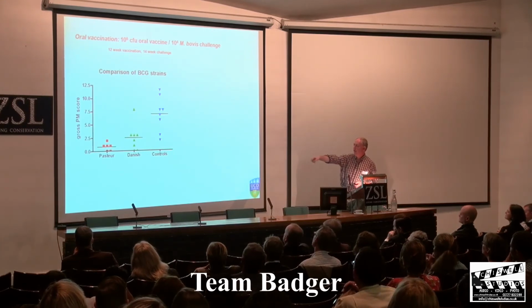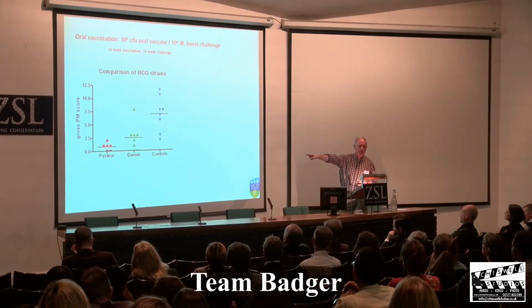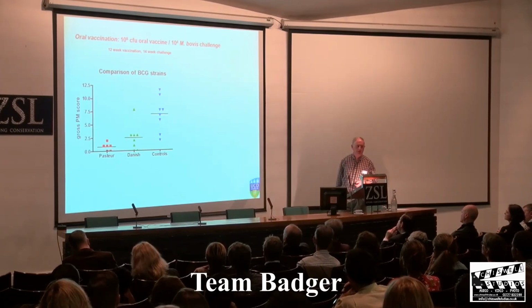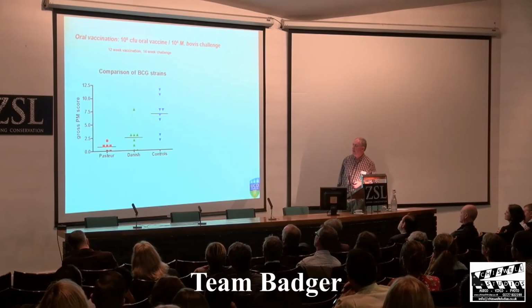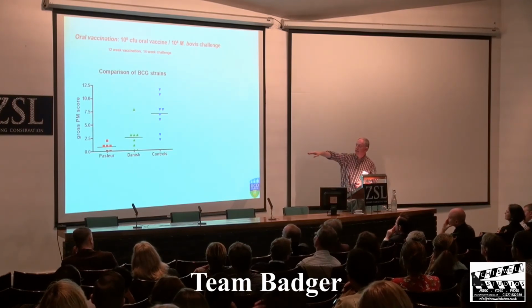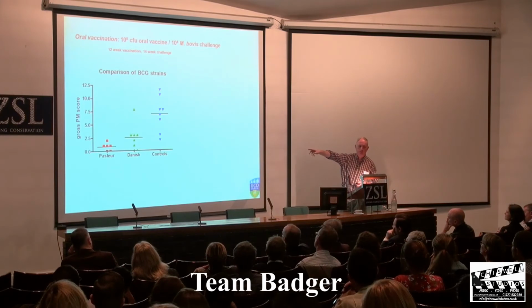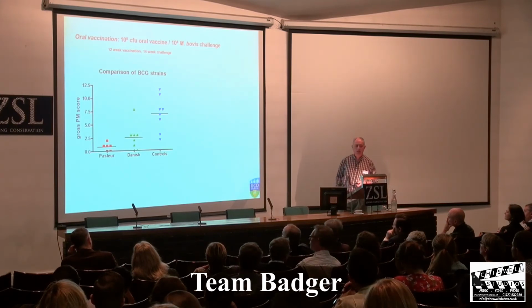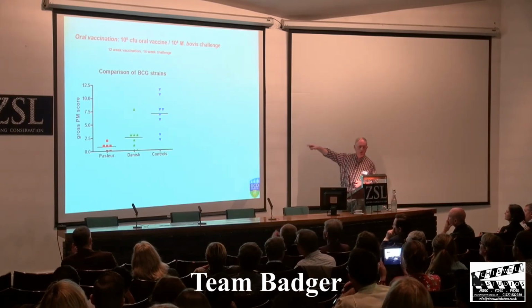In general, you would have 2 or 3 groups. You'd have your control group and then your vaccinated group. Here we had 2 groups vaccinated with 2 different strains of the BCG. And you can see there's a big difference in the protection. This is just based on post-mortem score between the Pasteur and the Danish strains and the control group here.